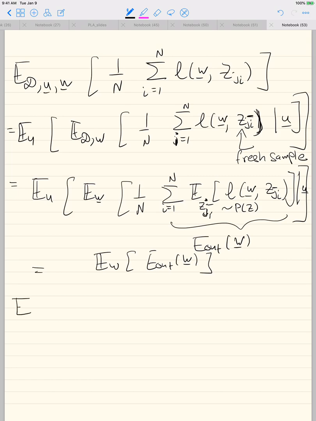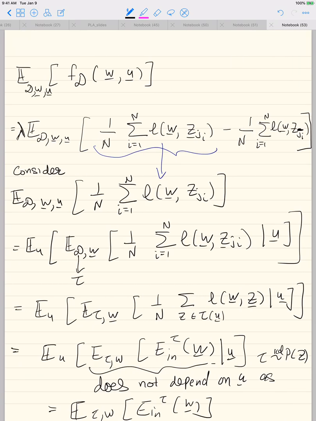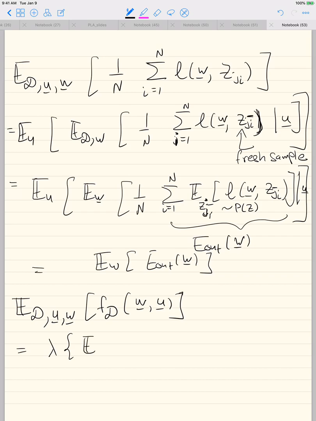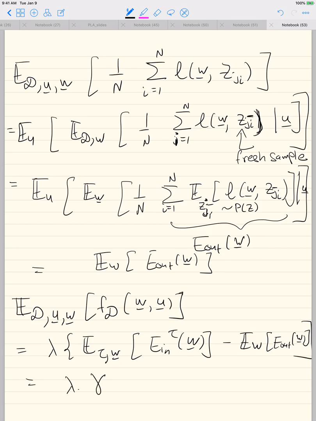So in other words, when we took the expected value over D, U, and W of FD of W and U, what we get is lambda times expected value over tau W of E in of tau W. So the first term minus expected value over W of E out of W. And this is lambda times our generalization error function. This is the difference between the training error and the test error.